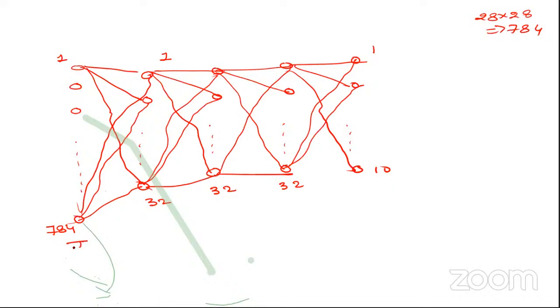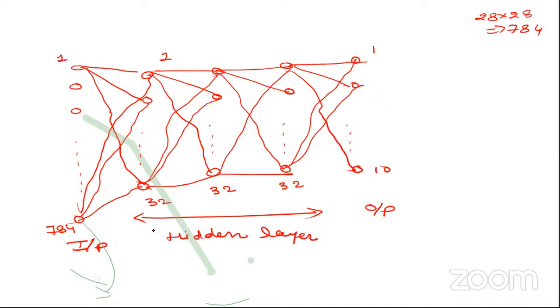This is your input layer, I am just simulating. This is your output layer, and this is your hidden layer. In the input layer, 784 values are there because each pixel is acting as a feature. So that's why 784 features are there. At the output layer, 10 nodes are there because the number of classes is equal to 10. This is your architecture.